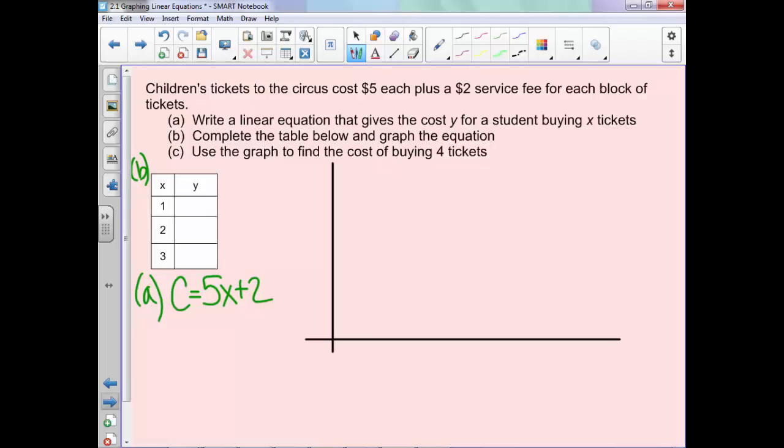Now we can use our equation to complete this table. So if we sell one ticket, we'll have 5 times 1, which is 5, plus 2, so it'll cost us $7. If we sold 2 tickets, that will be 10 plus 2, which is 12. And if we sold 3 tickets, it'd be 15 plus 2, so $17.